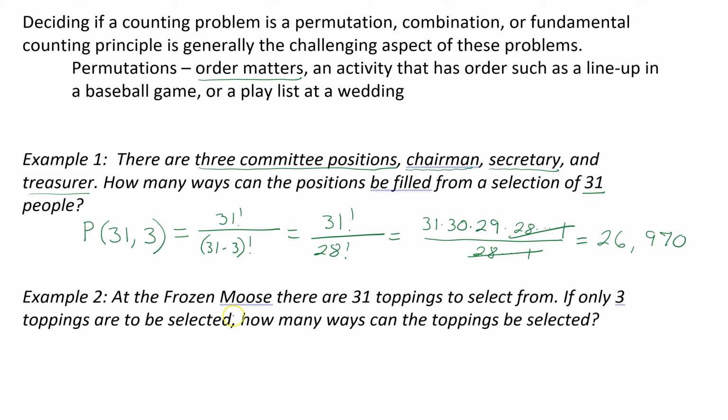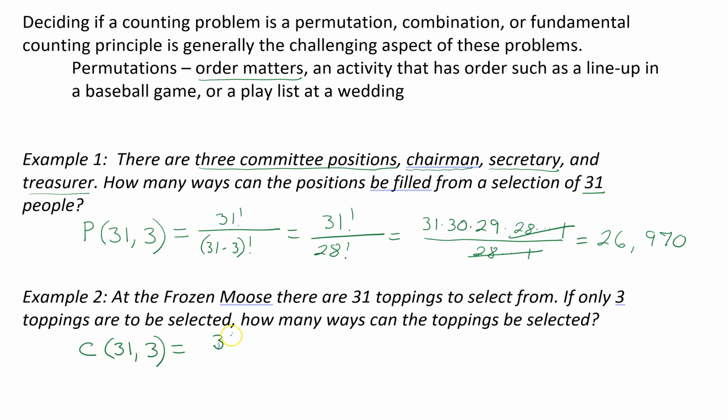Example 2. At the frozen mousse, there are 31 toppings to select from. Now, I made that number up. It's probably not accurate. Well, we've got 31 toppings to select from. If only 3 toppings are to be selected, how many ways can the toppings be selected? Now, this problem doesn't specify or indicate that the order of the toppings being put on actually matters. And most of us would say, no, it really doesn't matter what order toppings are put on. So this is a combination. It's a combination of 31 toppings, but I can only select 3 of them.